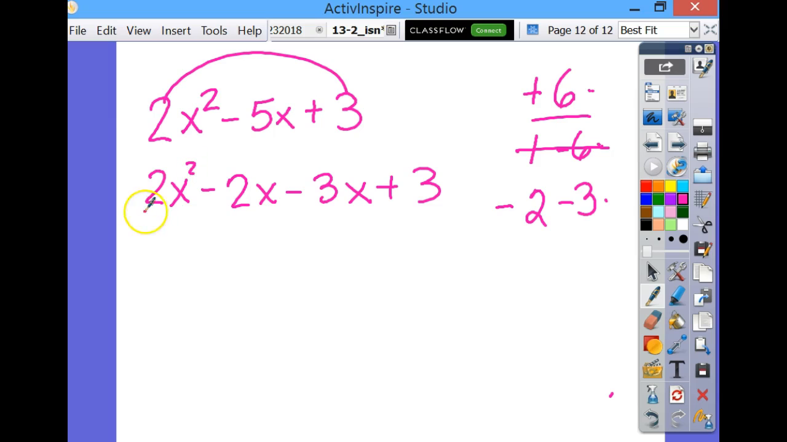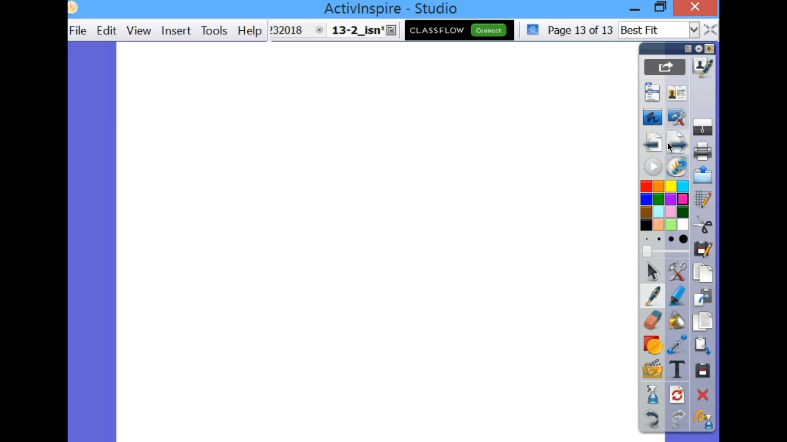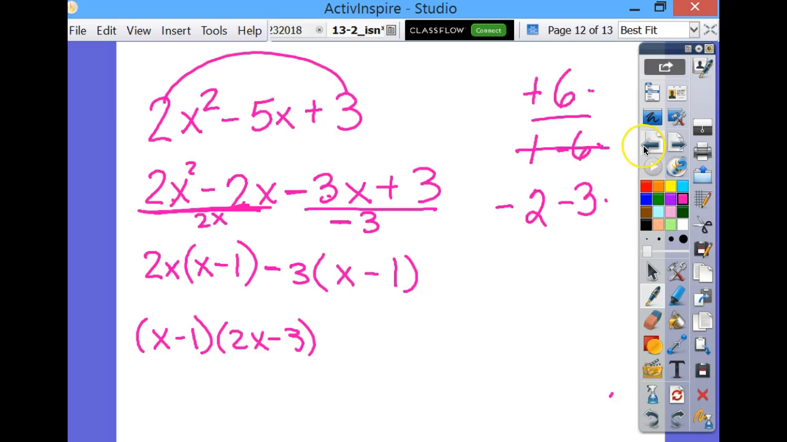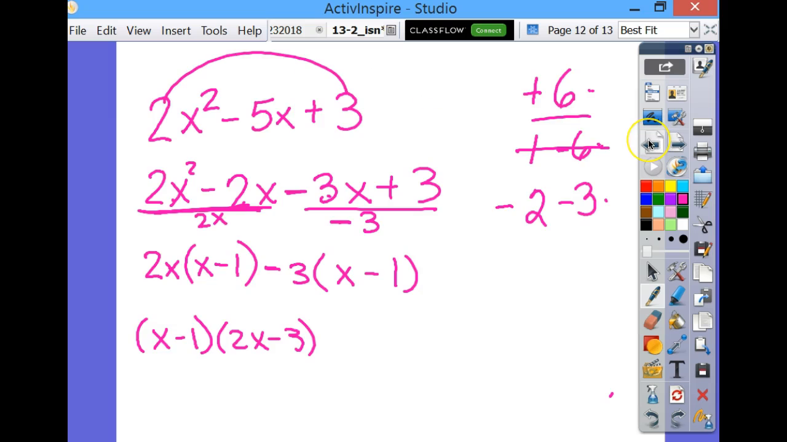Can you factor by grouping? What factors out of this pair? If I factor 2x out of that, I have an x left. 2x divided by 2x is 1. I'm going to factor a 3 out of this pair, but if this is negative, I'm going to factor out a negative. So this is going to be x minus 1, x minus 1, 2x minus 3. That's what the numerator factors into. So over here for problem number 5, the first numerator is x minus 1, 2x minus 3. Did I copy it down right? Yes.